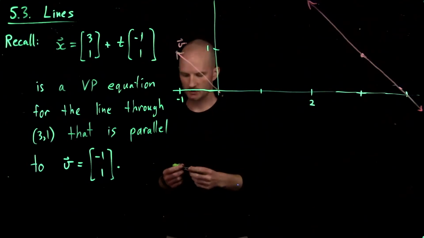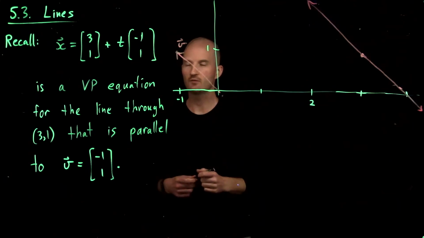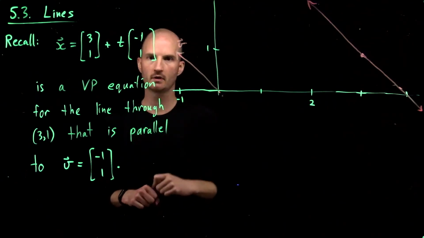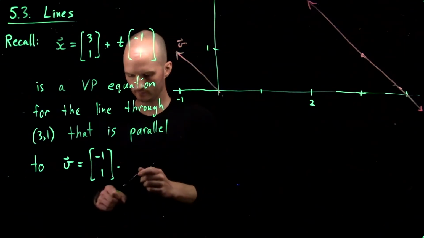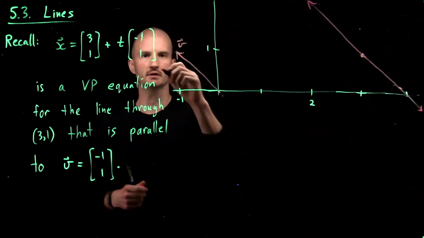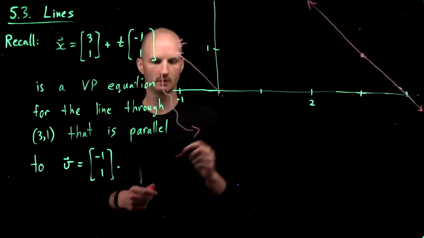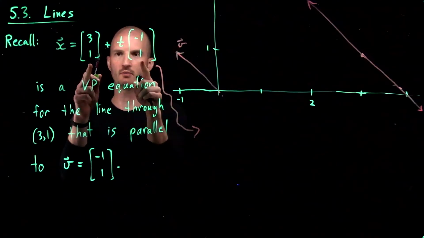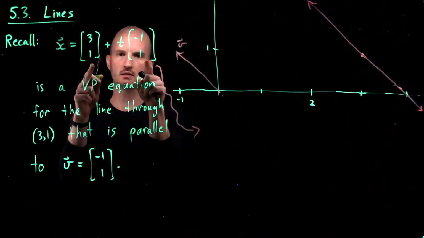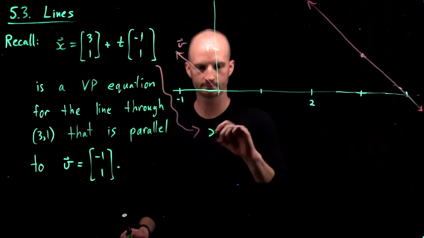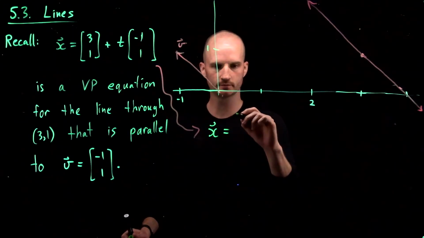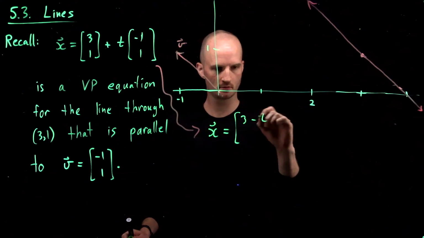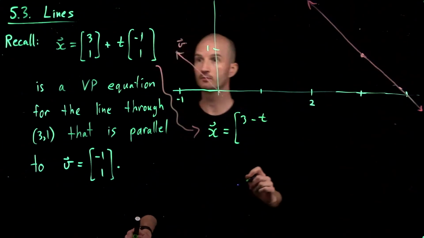Okay, we're going to convert this to an even more familiar form just by fiddling with this equation here. So, what I'm going to do is combine these two vectors. I'll move the t in, and then I'll combine those two vectors. So x is equal to 3 minus t, and then 1 plus t.